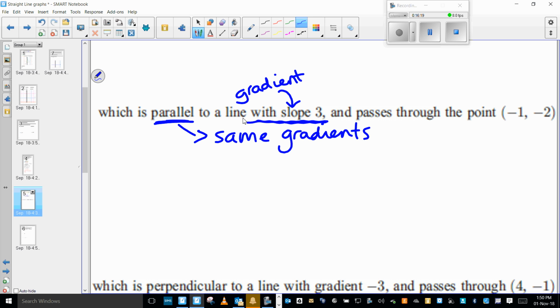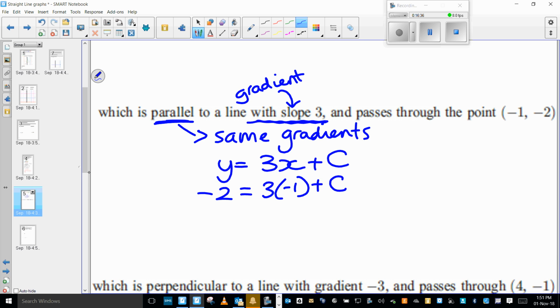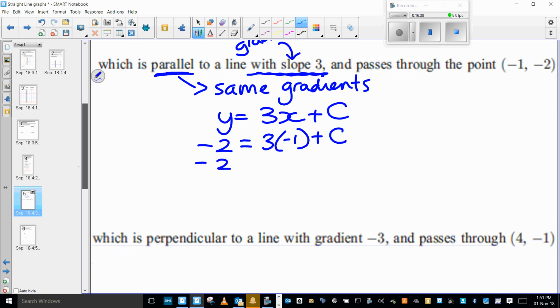Alright, so I know my equation is going to start as y equals 3x plus c. And then we're going to do what we did before. We're going to stick in the coordinate -1, -2. So we say -2 equals 3 times -1 plus c. Adding 3 to both sides gives us a value of c is 1. So our equation is y equals 3x plus 1.